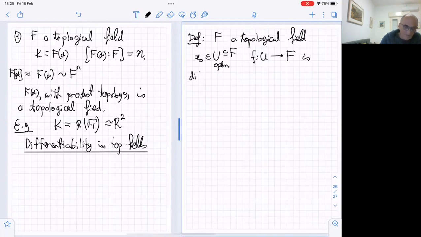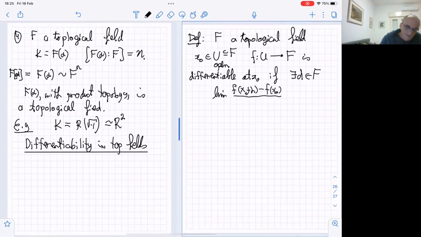I will sometimes say f differentiable, but let's say that we have only one field around, differentiable at x0 with respect to x. Just the usual thing. If there exists some element D in F such that the limit of the difference expression divided by h as h goes to 0 is equal to D.